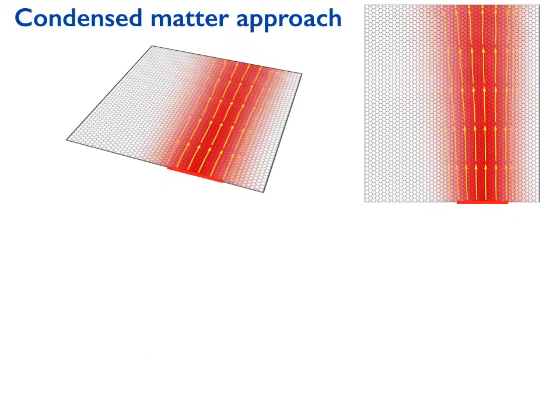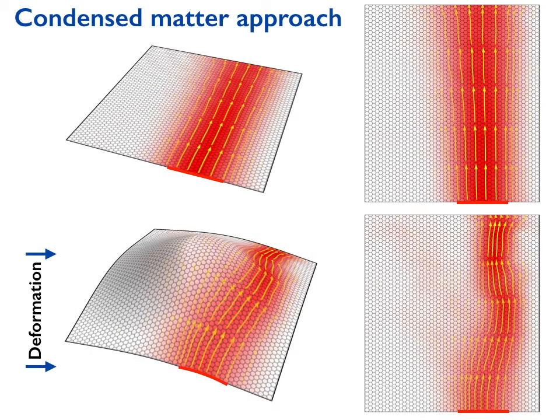In the condensed matter approach, studying a homogeneous graphene nanoribbon, we find that the current flow, indicated here by the red color shading and the yellow arrows, is straight along the system. Under the effect of a deformation, the current flow is bent around this deformation.